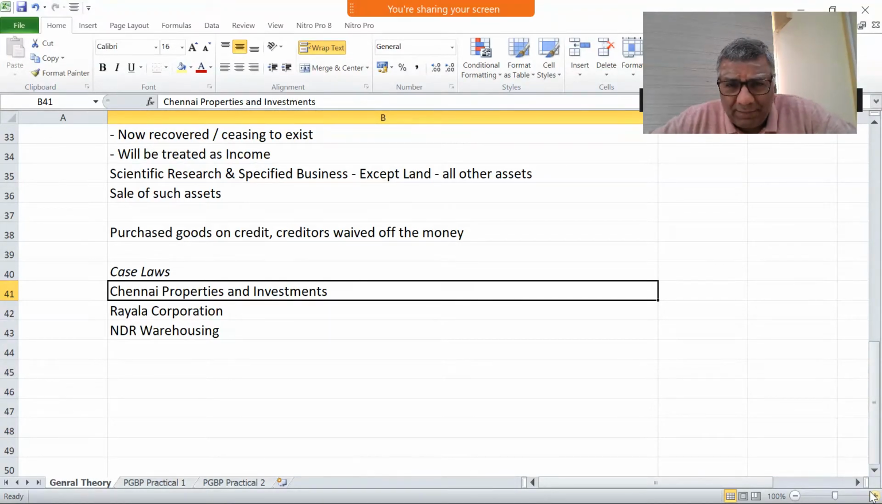Court said they are not only doing warehousing activity. Their main business is warehousing, that is different. They are also doing maintenance. They are also taking care of the goods. So it goes beyond warehousing. So it should be treated as business income.